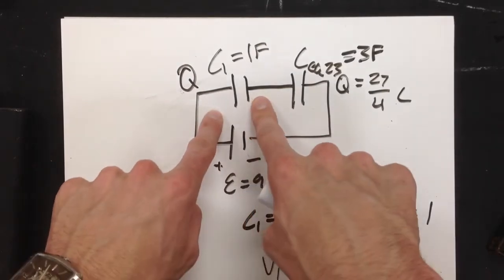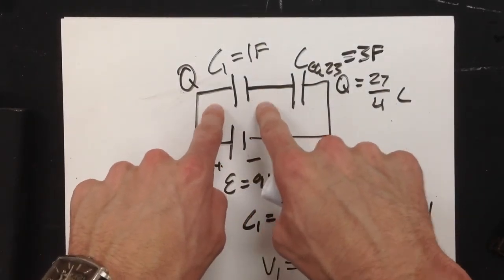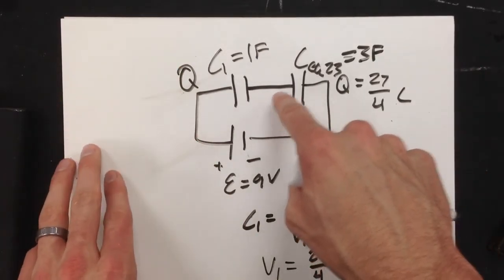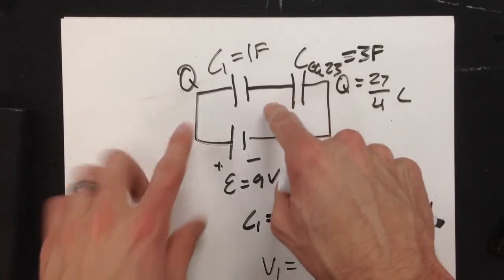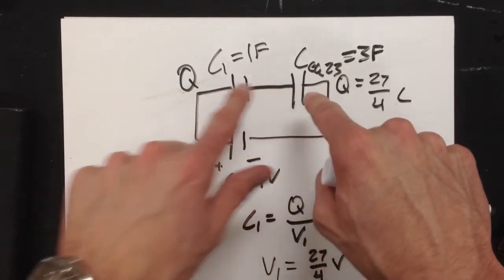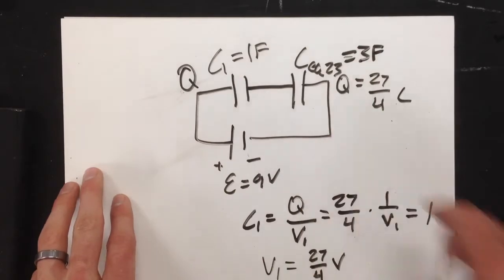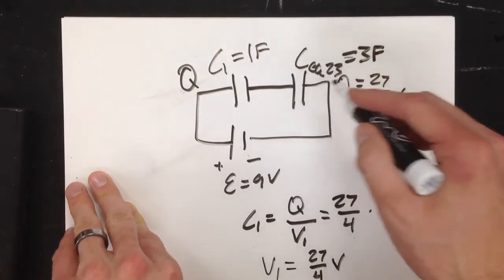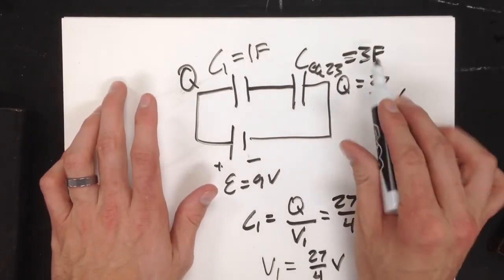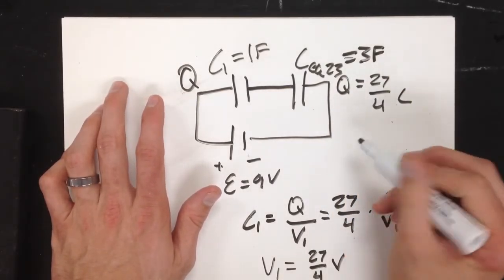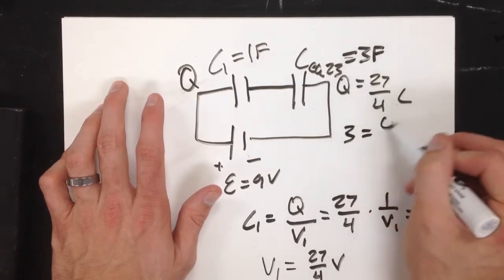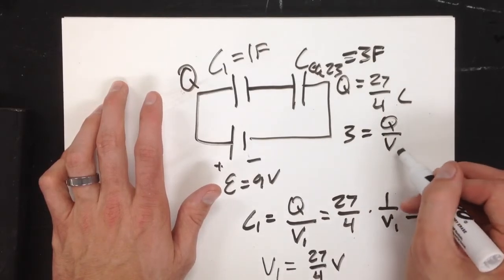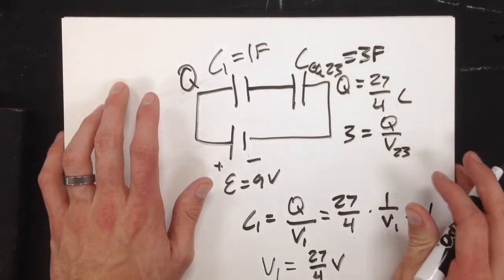Now, to check and make sure that I'm correct, I can figure out the voltage across this other capacitor. I know that the voltage here plus the voltage here need to give me 9 because of the loop rule. So let's look at the voltage across this capacitor. C equivalent of 2 and 3 was 3. Well, 3 is going to equal Q over V, the voltage across that. We can call that V23, the voltage across that capacitor.